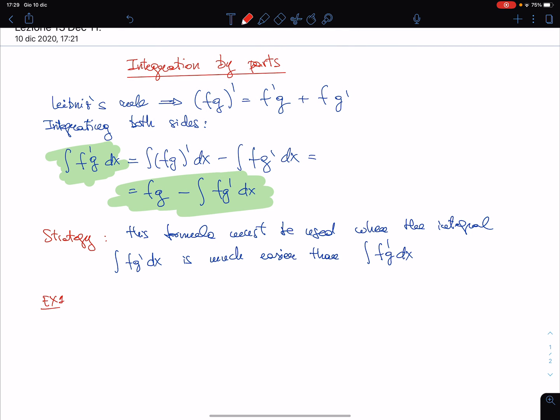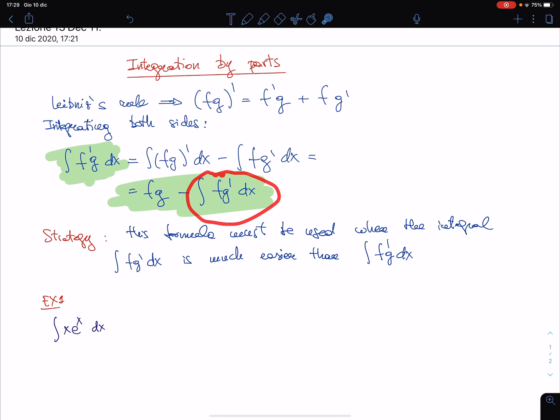So the first example is the following. You have to compute the indefinite integral of x e to the x dx. Now, what you have to do here is to interpret the integrand, which is a product of two functions, in this way, f' g. So this is just a matter of interpretation. You have to interpret one of these two functions as g and the other as f', or vice versa. But what is the best interpretation? The best interpretation is the one that ends up with an easier integral.